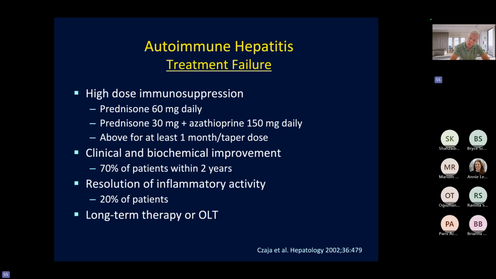One can also choose to use a lower dose of prednisone, but azathioprine 150 milligrams daily, and you will recommend this therapy for at least 1 month before tapering. And 70% of these patients will develop biochemical and clinical improvement within 2 years. And 20% will resolve their inflammatory activity. However, these are the patients who are more likely to require, obviously, long-term therapy and ultimately a liver transplantation.